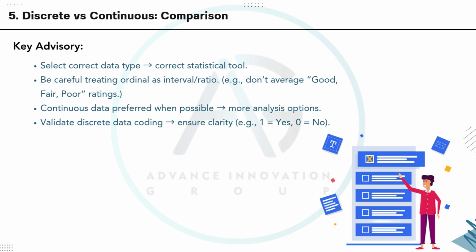Lastly, if you're working with discrete data, especially coded values, make sure the coding is clearly defined and consistent. For example, ensure that everyone understands that 1 equals yes and 0 equals no, and that this is applied uniformly. In summary, know your data type, treat it correctly, and when in doubt, lean toward continuous.